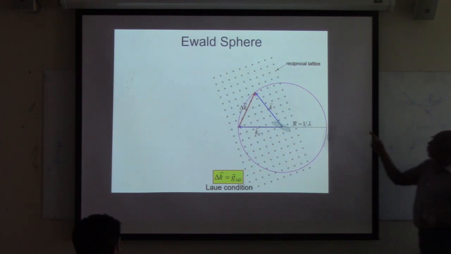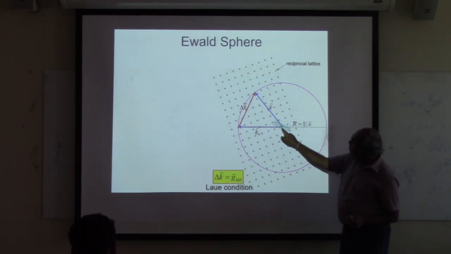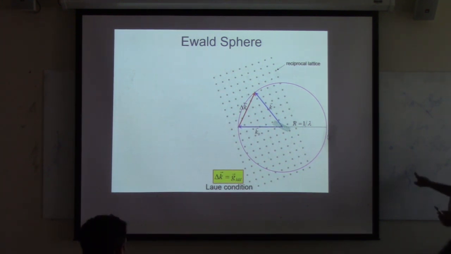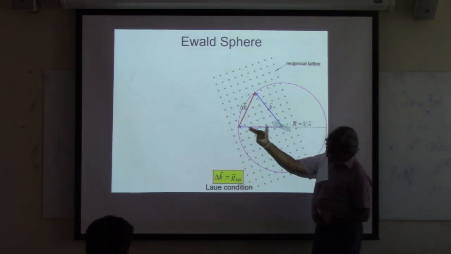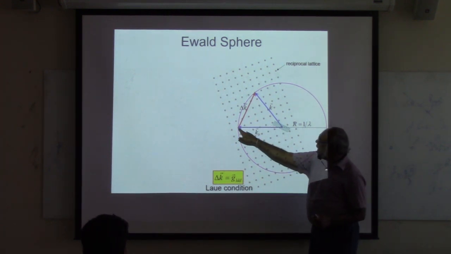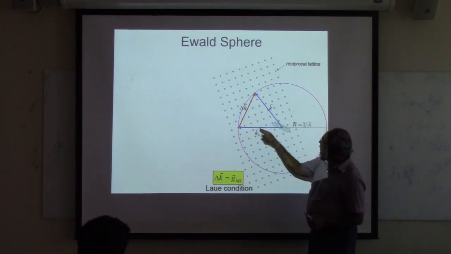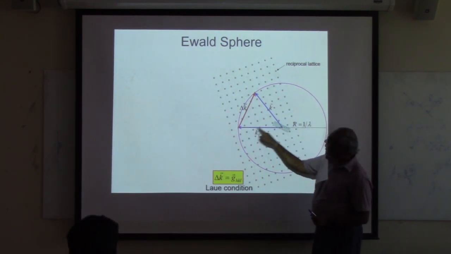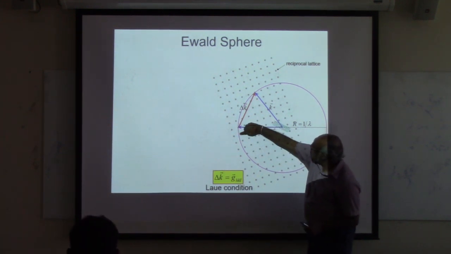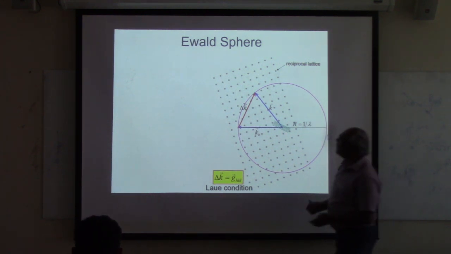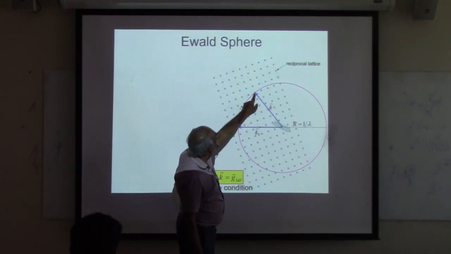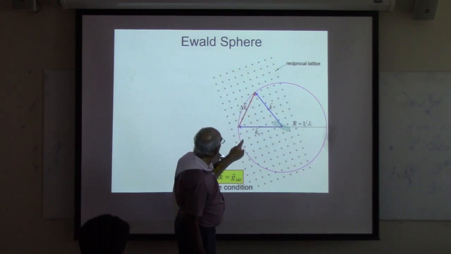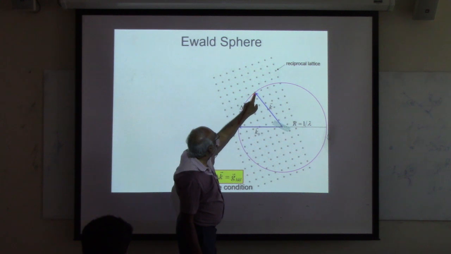Suppose this is my crystal. From the center of that crystal I draw a line with radius 1 over lambda, or 2 pi over lambda, so the head of the arrow is at this center. This is also one of the points. Then if you draw a circle, you will find some points passing exactly through that circle. These are not right, they don't go through the circle, but this one goes perfectly through the circle.